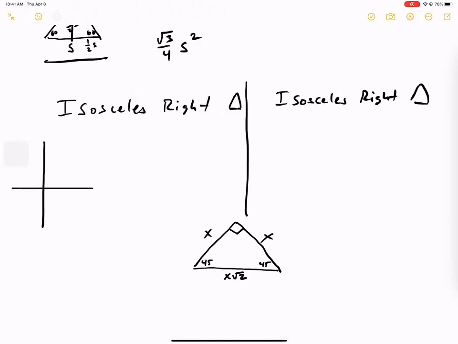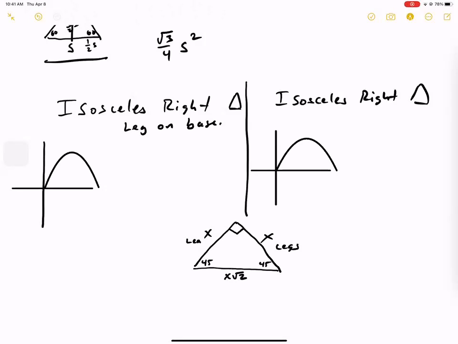Okay. Oh, that's a little crooked, whatever. So I'm going to draw my little parabola again. Hi, parabola. Long time no see. Right? So on the left, let's make the leg on base. These are legs. We'll put the leg on the base. And this one over here, we'll put the hypotenuse on the base.